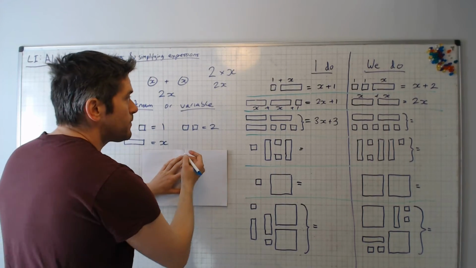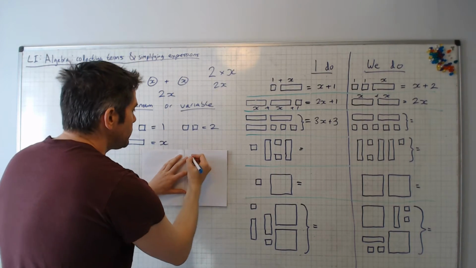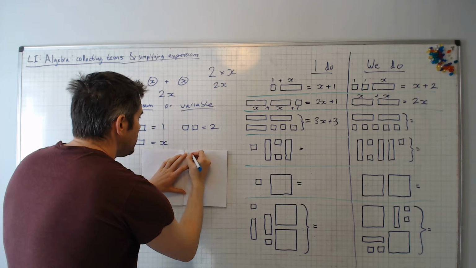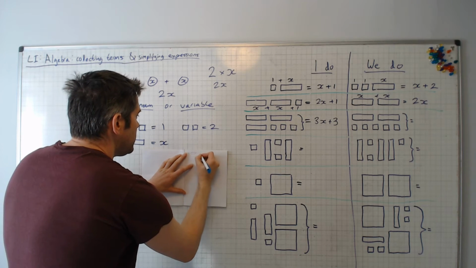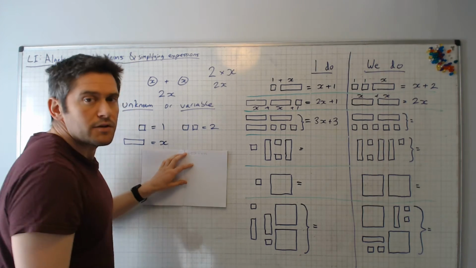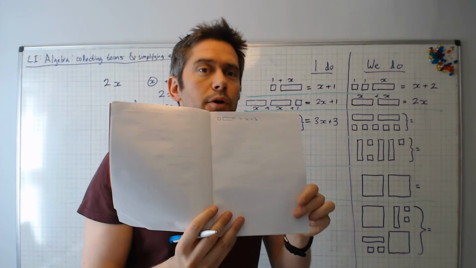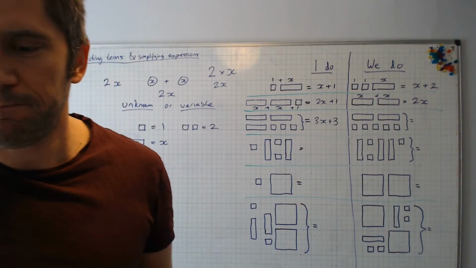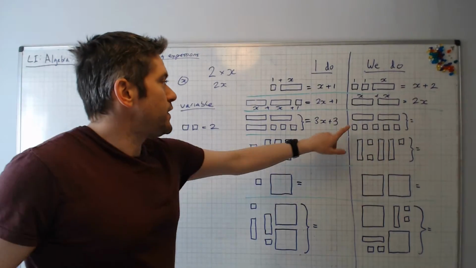I'm not going to use a ruler. I will have had the learning intention written down already. I'm going to do equals x plus 1. So that's how quickly you can do it into your books. It doesn't need to take a long time. Pause the video, have a go at your go.